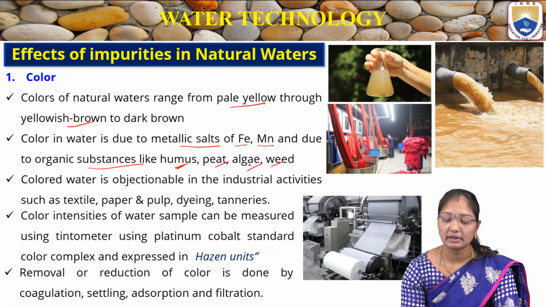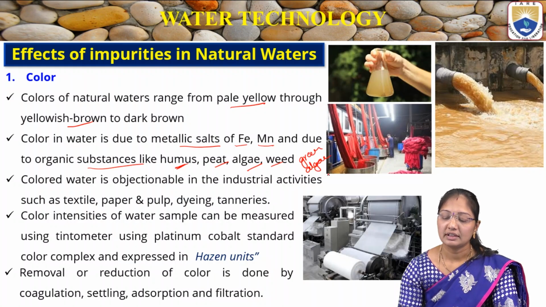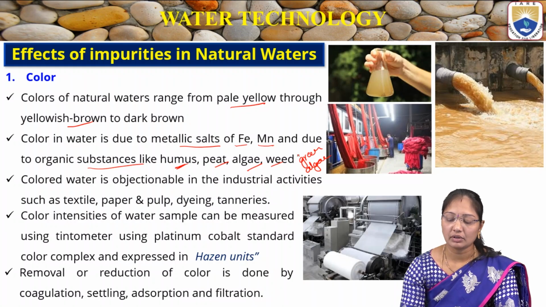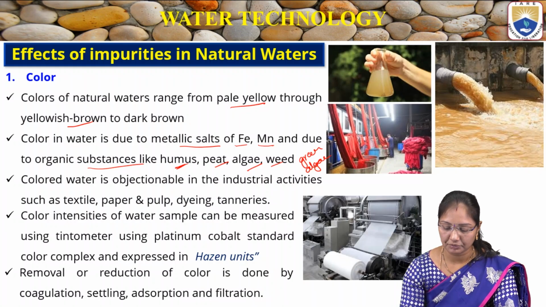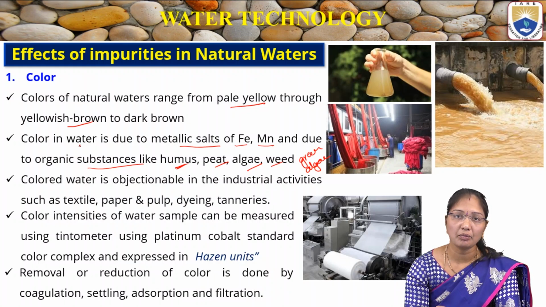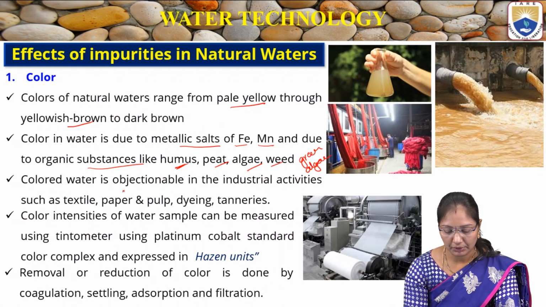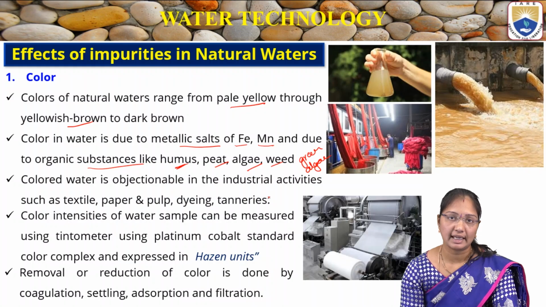The green algae which we see in stagnant water, this dissolved organic substance and green algae in the water cause the color intensity in the water. So it varies from pale yellow to yellowish brown or dark brown. Colored water is objectionable in industrial activities. Why?